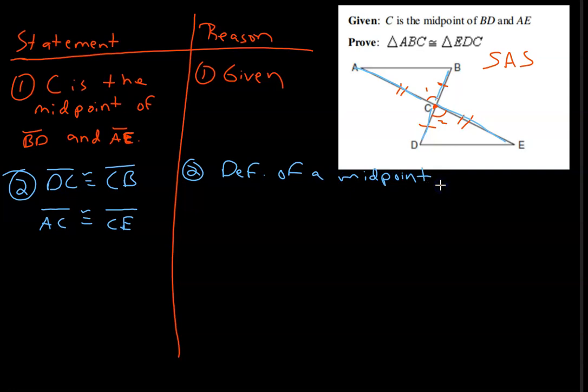And from there, I knew that these angles were congruent. So I can say that angle 1 is congruent to angle 2, and the reason why was vertical angles are congruent.